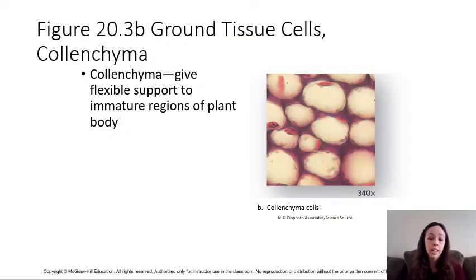Collenchyma cells are like parenchyma cells, except they have irregularly shaped corners and thicker walls. Collenchyma cells often form bundles just beneath the epidermis and give flexible support to immature regions of the body. The strands in celery stalks are mainly composed of collenchyma cells.